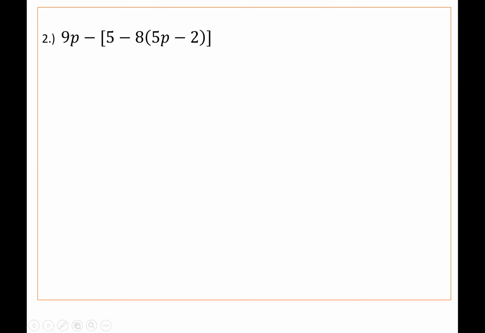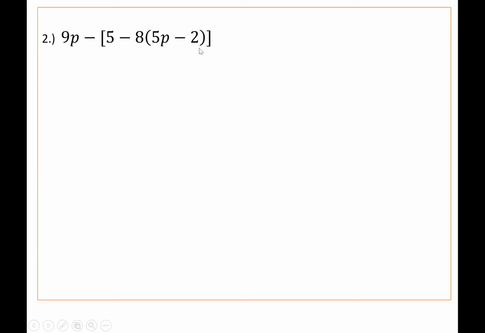This one has multiple layers of grouping symbols. There's parentheses as well as brackets, which means there's going to be multiple layers of distributing. Okay, so here's the original problem. 9p minus, then we have square brackets, 5 minus 8, then parentheses, 5p minus 2, close the parentheses, and then also close the brackets.